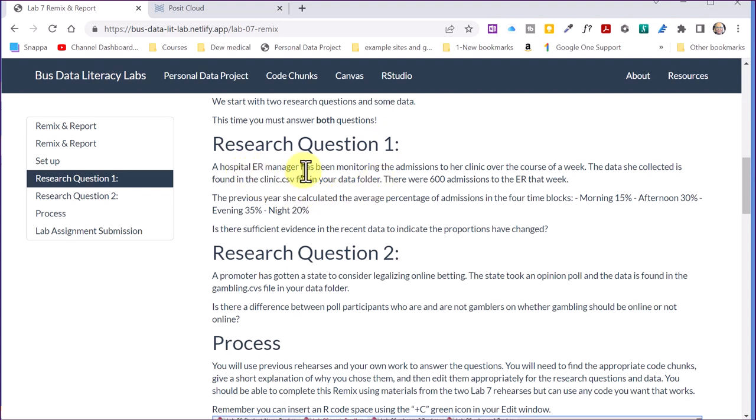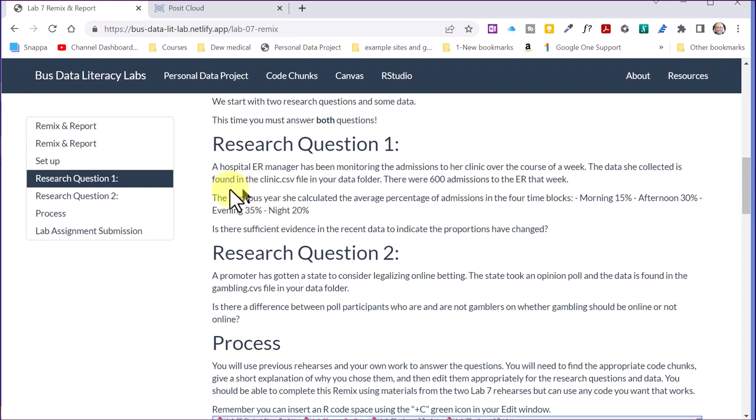It's talking about an ER manager that's paying attention to the admissions in her clinic. She's collected data that's in your data folder, clinic.csv. There were 600 admissions to the ER that week. The previous year, she calculated the average percentage of admissions in four time blocks, morning, afternoon, evening, and night. And what she wants to know, has things changed? Is the current distribution of admissions significantly different from what she experienced in the past?